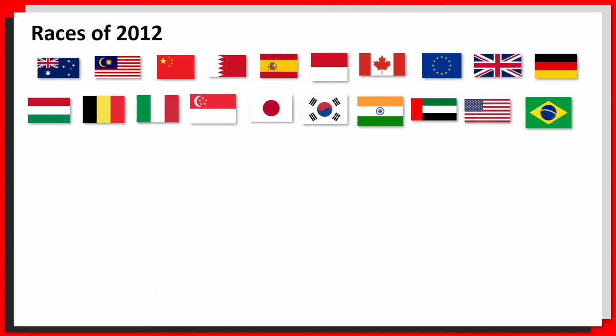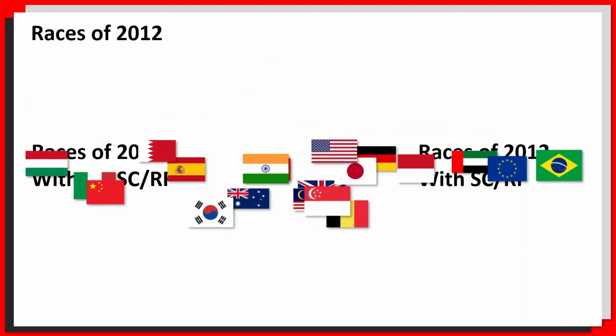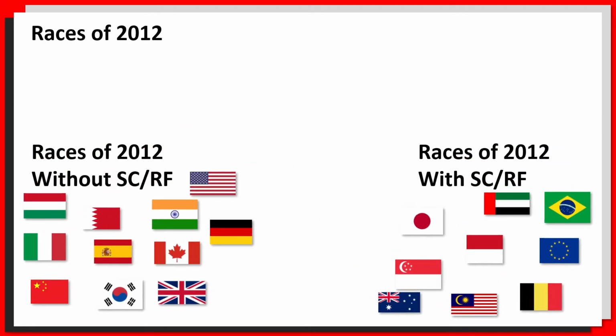we can pull up the calendar of the 2012 season. So there were 20 races this year. Now, splitting these up between the races of 2012 without a safety car or red flag on the left, and then races with a safety car or red flag on the right, we can split them up accordingly. There were only 9 races that had either a safety car or a red flag, compared to the 11 that didn't. And comparing this to 2020, that is absolutely crazy.